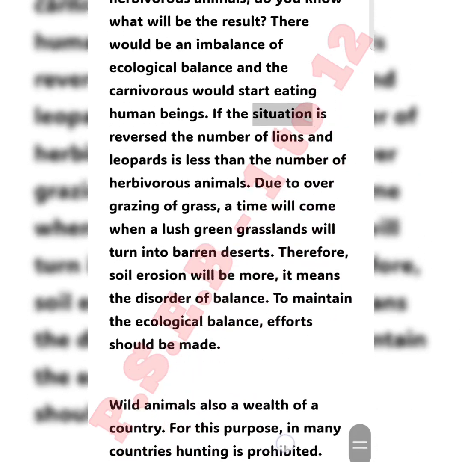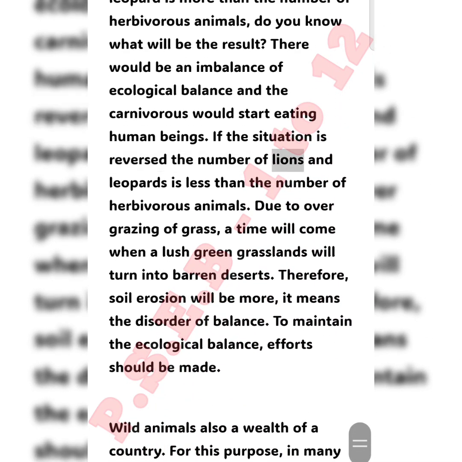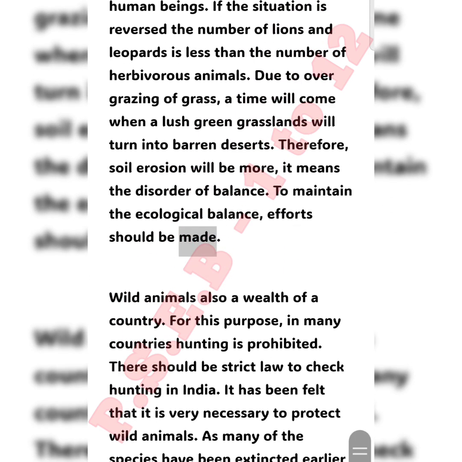If the situation is reversed, and the number of lions and leopards is less than the number of herbivorous animals, due to overgrazing of grass, a time will come when lush green grasslands will turn into barren deserts. Therefore, soil erosion will be more. It means the disorder of balance. To maintain the ecological balance, efforts should be made.